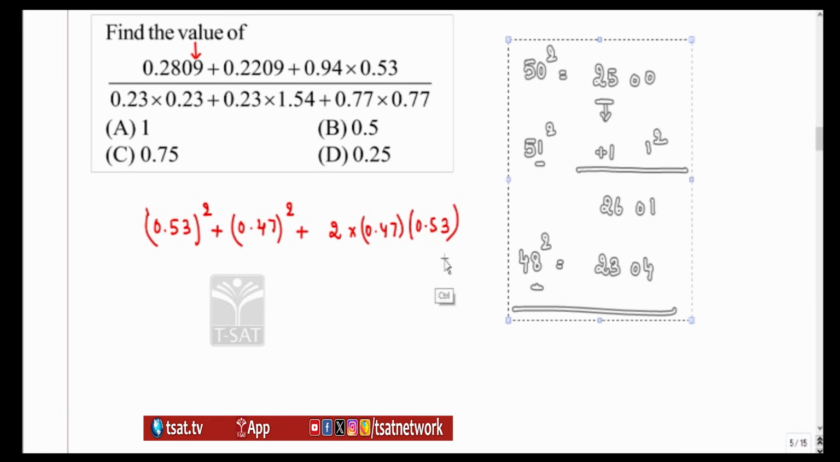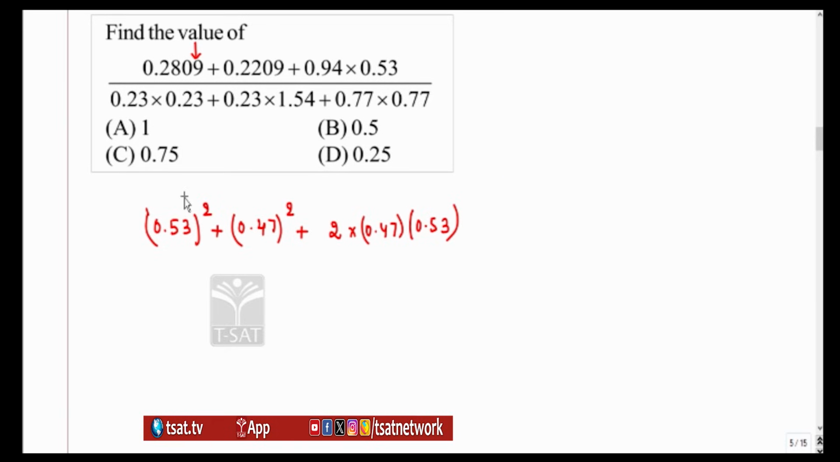Now completely your numerator is in the form of a plus b whole square, because you have a square plus b square plus 2 into a into b. Now what is a and what is b here? In the numerator, a is 0.53 and b is 0.47. Therefore, a plus b becomes simply 1. Now a plus b is 1, which means the entire numerator becomes 1.